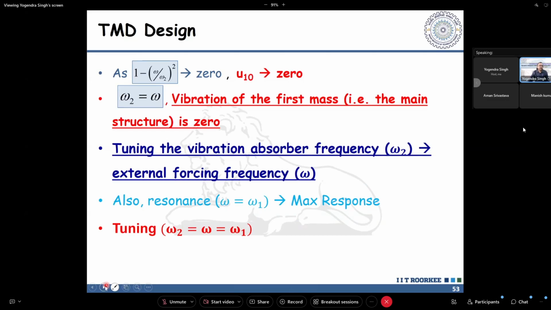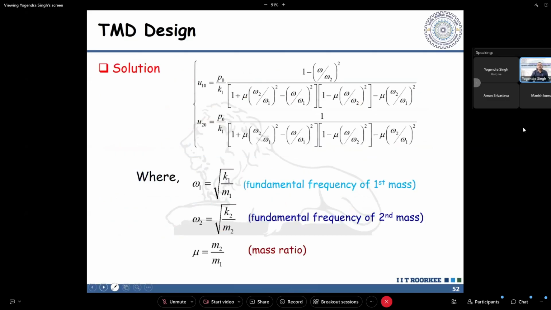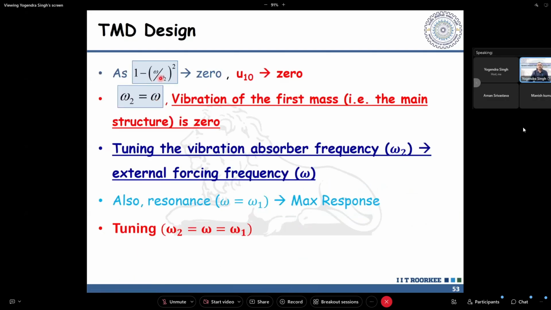Okay, so from these expressions we can see that this u1 will tend to zero when this 1 minus omega by omega 2 square becomes zero. So when omega 2 becomes equal to omega 1, and that is equal to omega, the forcing frequency. At the forcing frequency, this numerator will become zero, and that's why this u1 will become zero. So when this term becomes zero, u1 naught is zero, and this is the condition when omega 2 is equal to omega.